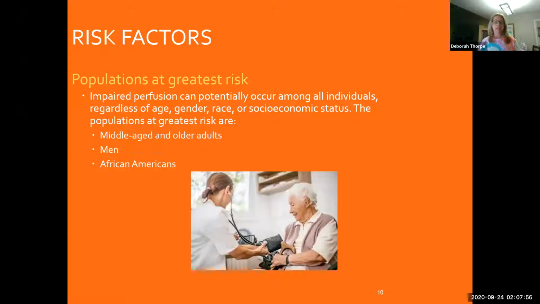Populations that are at greatest risk, I believe you're seeing this every day, right? Impaired perfusion can potentially occur among everybody, regardless of age, gender, race, or socioeconomic status. However, populations that are at greater risk are middle-aged and older adults, men, and African Americans.